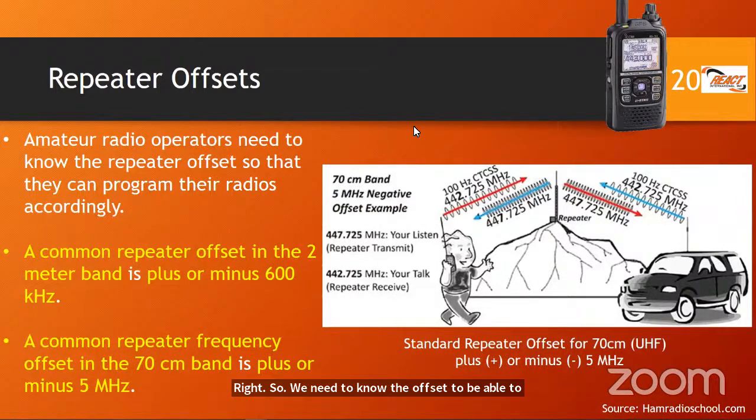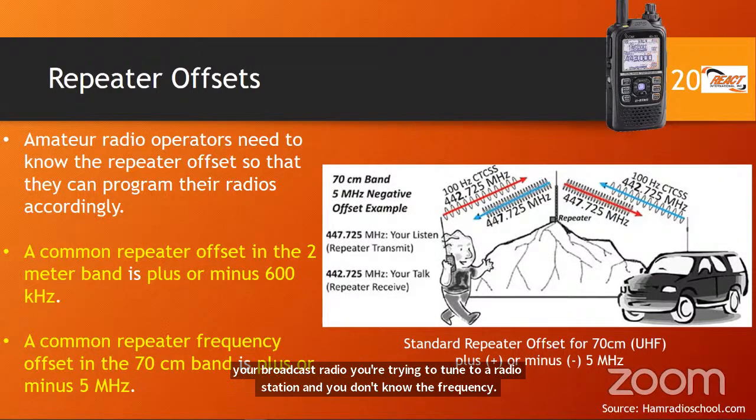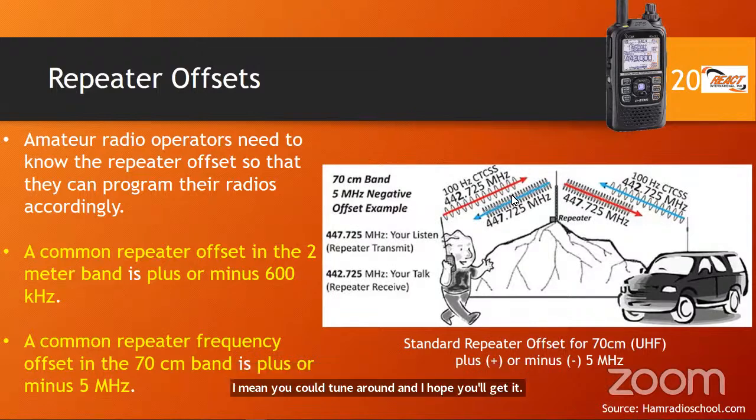If we don't know the frequency, imagine your broadcast radio: you're trying to tune to a radio station and you don't know the frequency. You could tune around and hope you'll get it. But in amateur radio, when we are transmitting, we need to know what frequency that repeater is listening on, and of course what frequency it's broadcasting on. And we have that standard, what we call repeater offset or shift, between the receive and the transmit frequency. What we need to know for the exam is that there's a common repeater offset in the 2 meter band that is either plus or minus 600 kilohertz. Whatever the frequency of the repeater is, the other frequency will be offset by 600 kilohertz.